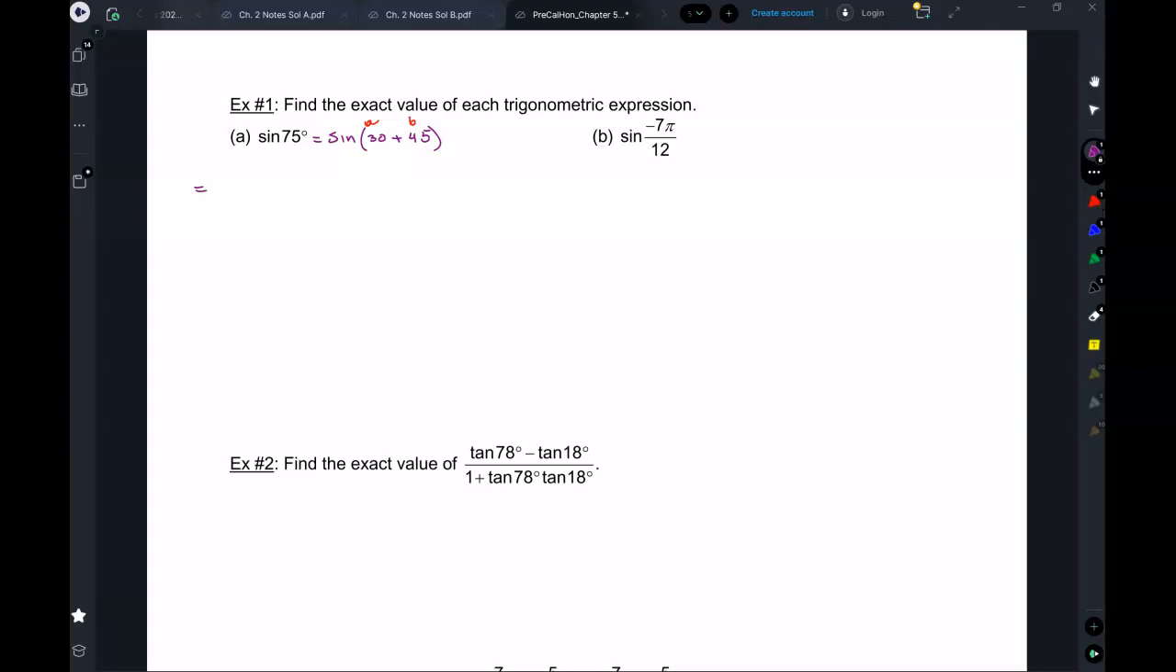So now we plug it into the formula. So it's going to be sine, cosine, cosine, sine, right? And the 30 and the 45 stay in the same order. So sine 30, cosine 45, plus, cosine 30, sine 45.